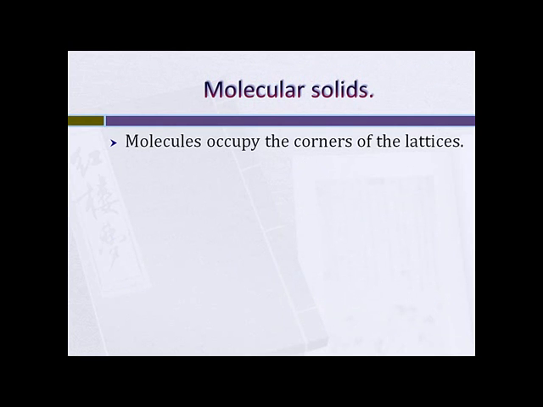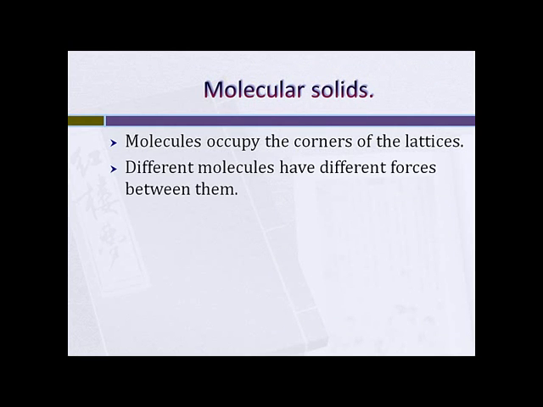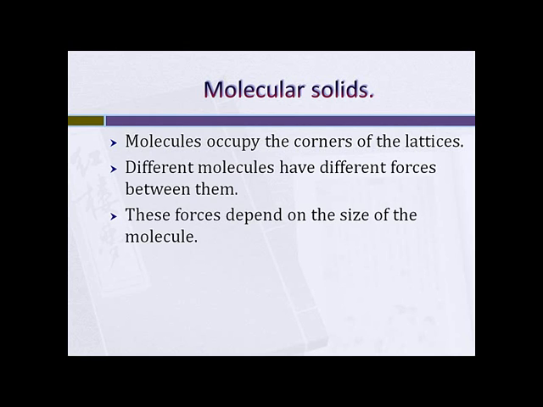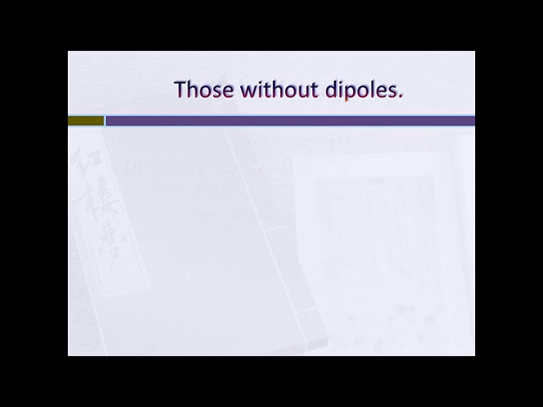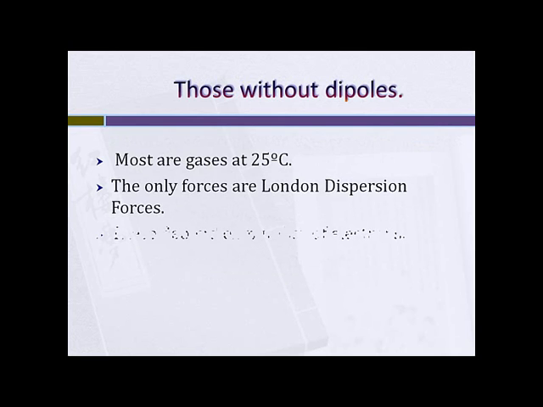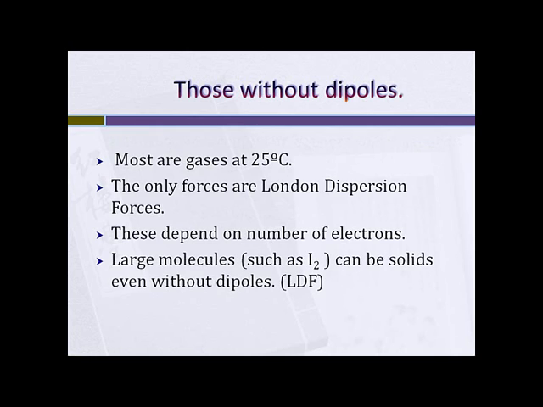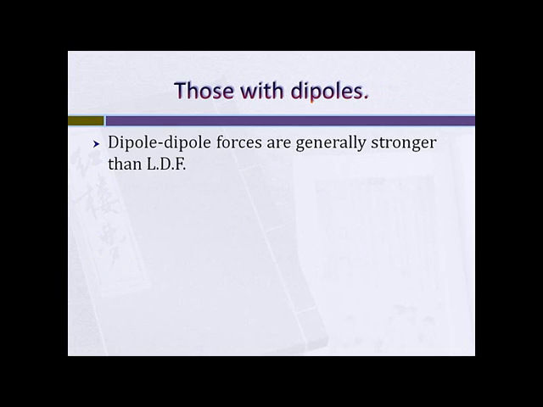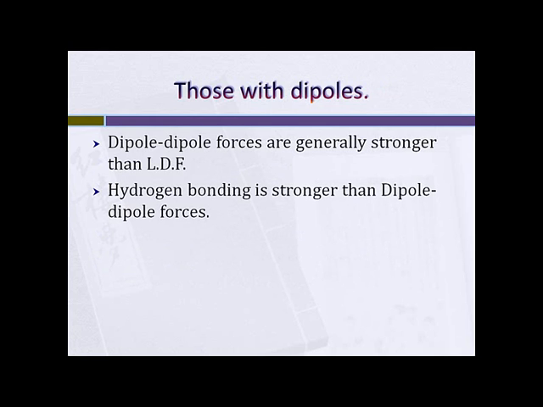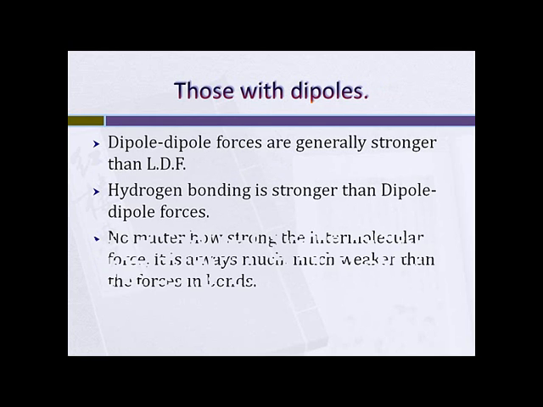Now, there are also molecular solids where molecules occupy the corners of the lattices. Different molecules have different forces between them, and the forces depend upon the size of the molecule and whether or not they're polar. And if there are no dipoles, you usually have only London dispersion forces. And, well, large molecules such as iodine can be solids, waxes, some plastics, but really, more of the solid molecular compounds are those with dipoles, and indeed those also with hydrogen bonding.